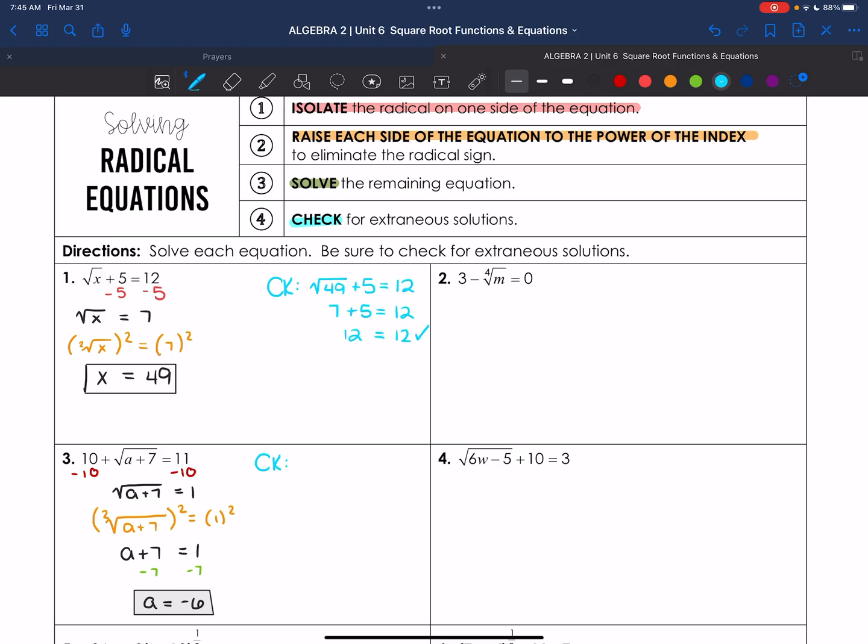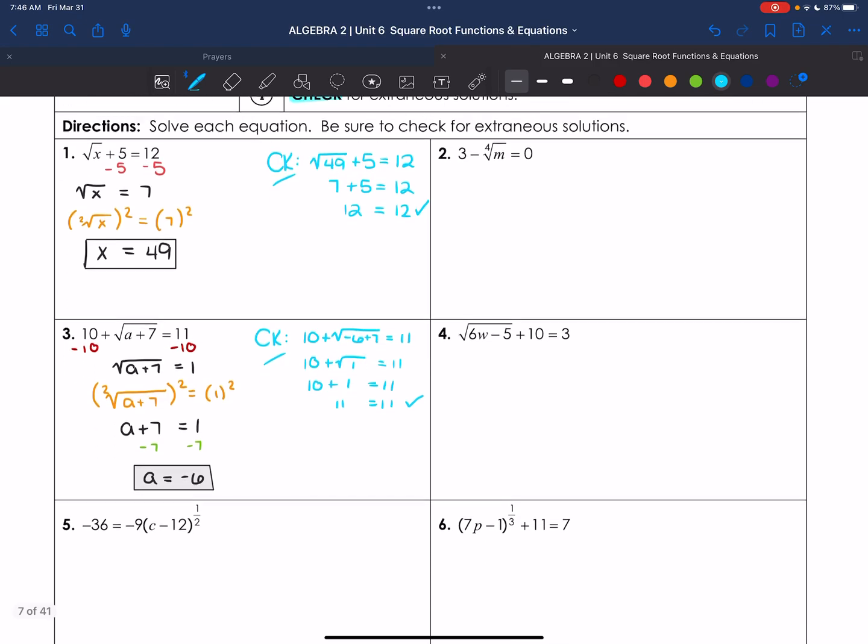Now let's go ahead and see about checking our solution. Before we can say confidently that it is, let's check it and make sure that it makes our equation true. So into the original, I will plug that -6 and make sure that my left and right side equal each other. This is going to be just a square root of 1. The square root of 1 is 1, and 10 plus 1 is 11. All right, so that value makes it true. I can confidently say that is a solution.